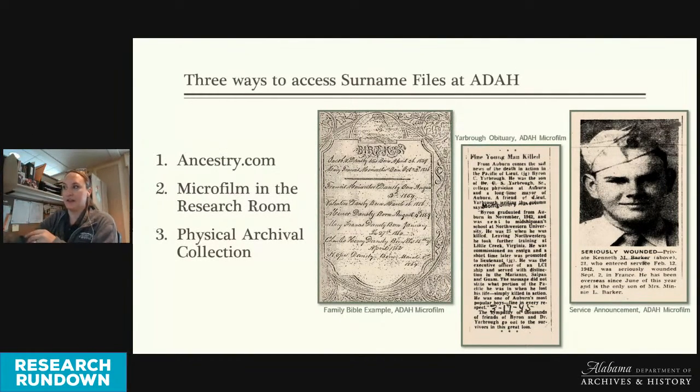The first is a family Bible example. These are all 3 going to be from our microfilm. So the first is a family Bible example. You can see where it has births at the top, and then it lists out the names of the individuals and then their dates of birth.